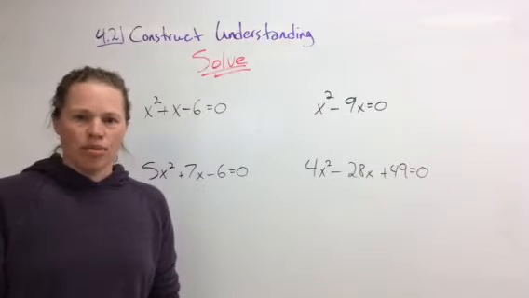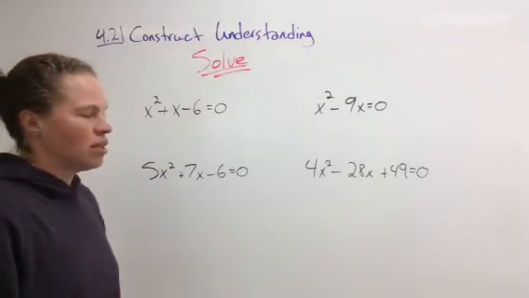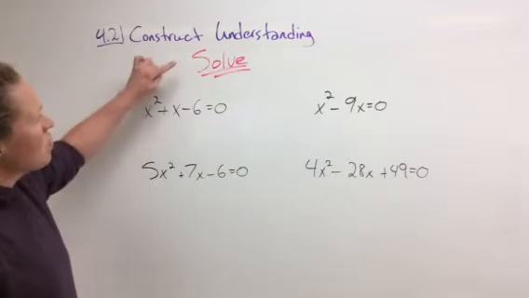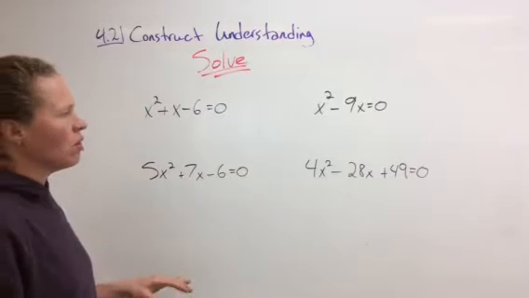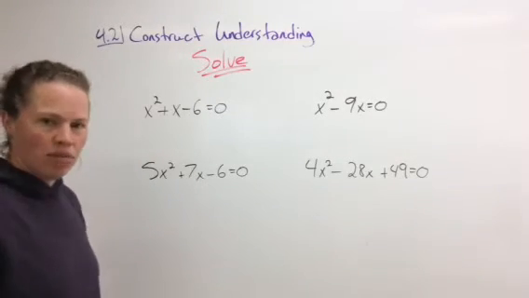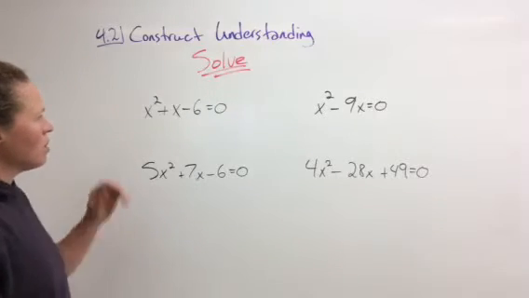Construct understanding in 4.2 is a little long, so we're going to break it down into a couple of steps. The first one we're going to deal with is this one, and then we'll work on the table. So they ask us to solve these equations, and they basically just put down some quadratic equations and made them equal to 0. When we say solve, we have to find a number value that would work for x to make the equation true.